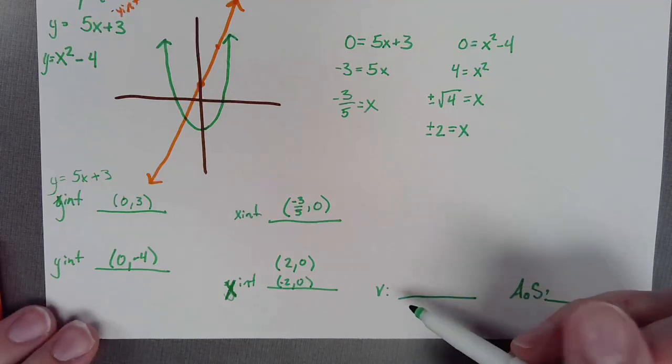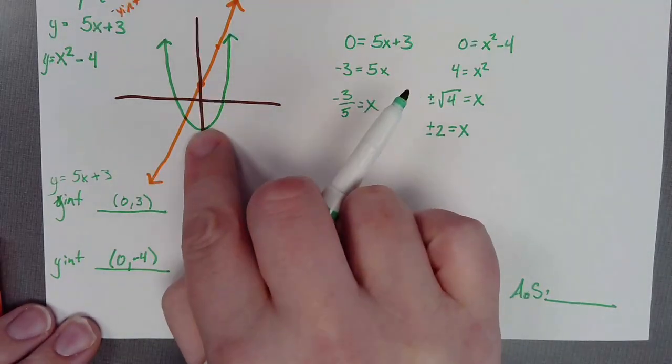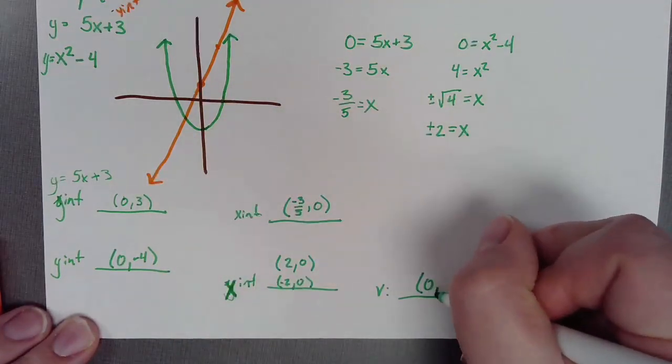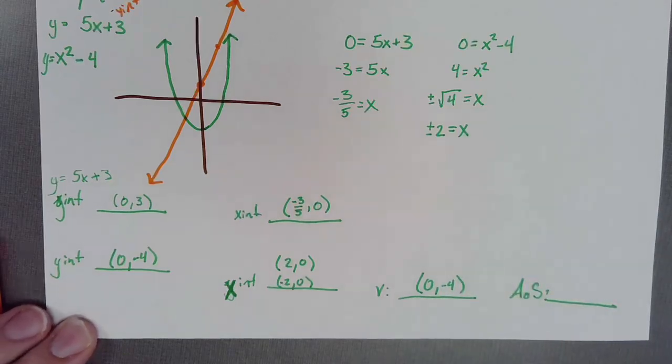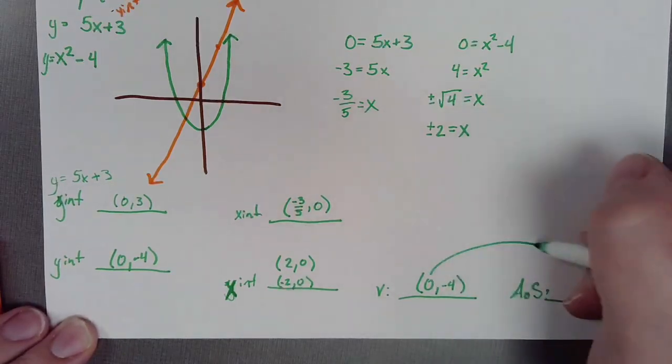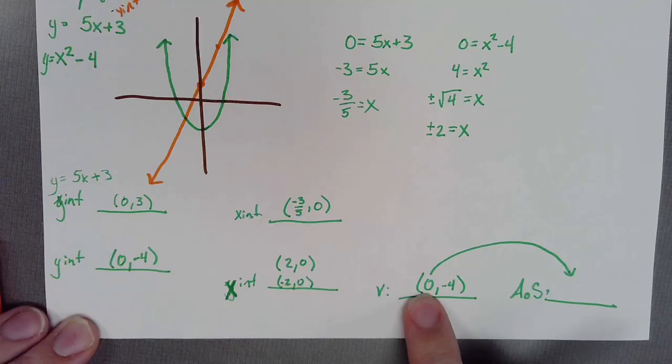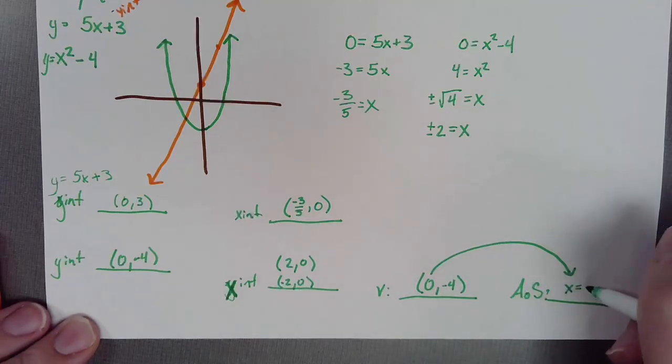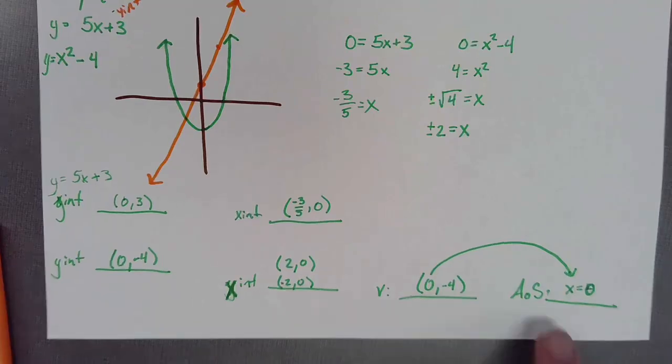I might also ask you to find me the vertex. In this particular case, the vertex is right here, which also happens to be our y-intercept. And your axis of symmetry is always going to come from your vertex. Whatever the x-coordinate of it is, that's your axis of symmetry or your line of symmetry. So in this case, x equals 0. So those would be key features.